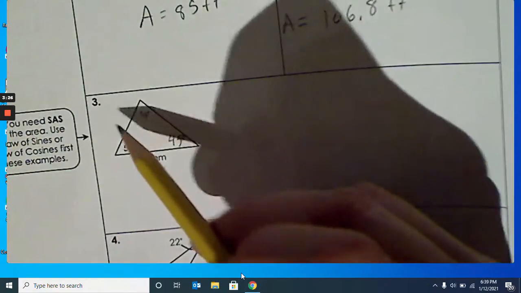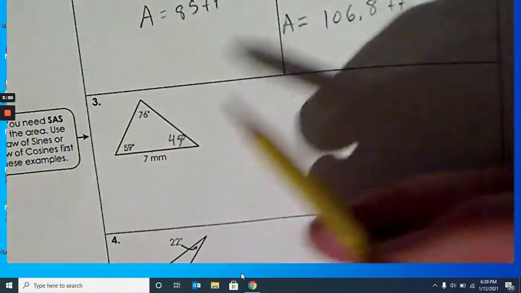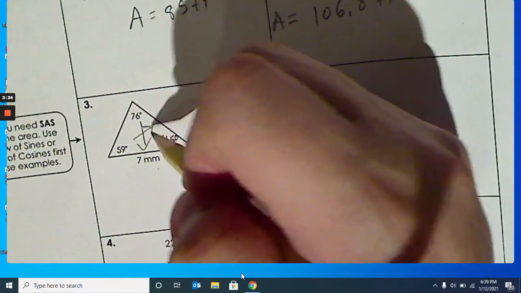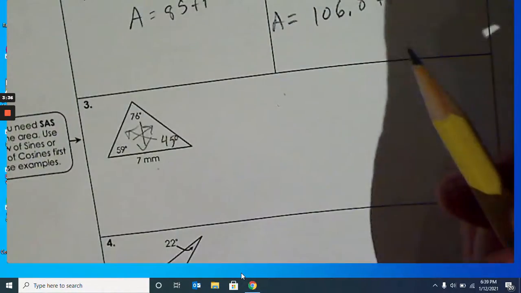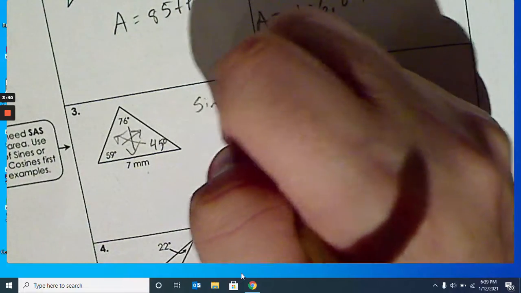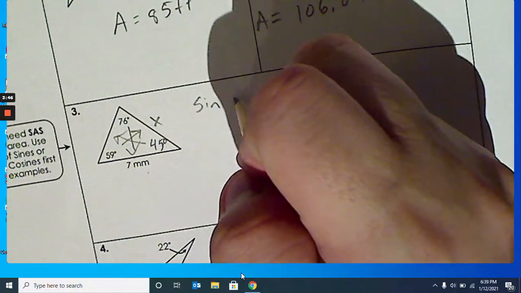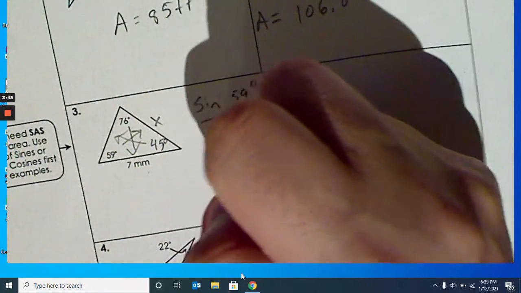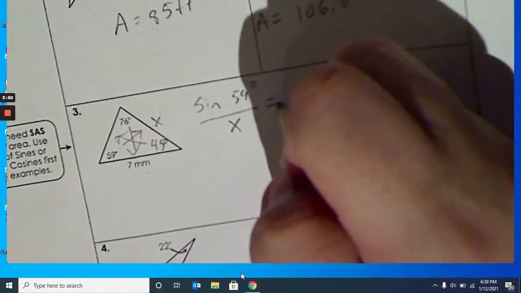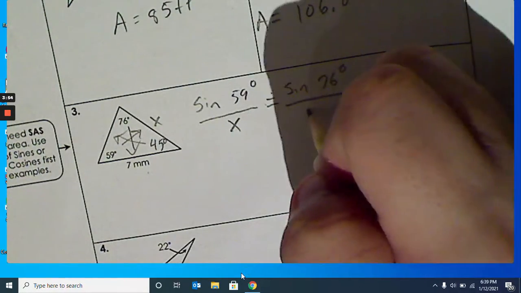But now I've got to figure out one of these sides. I have this one. I need one of these two. It doesn't matter which one I do. This goes to this, this goes to this. So I'm just going to do law of sines. We'll call this one X. We'll just do that one, be done with it, right? Sine of 59 degrees over X is equal to the sine of 76 degrees over 7.